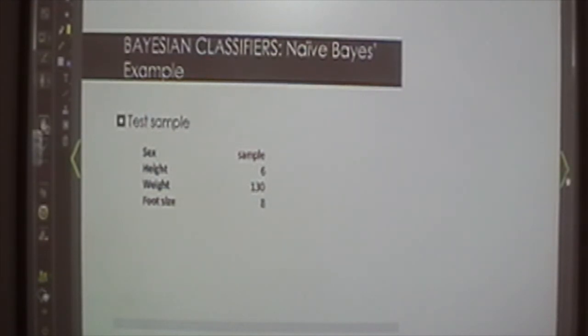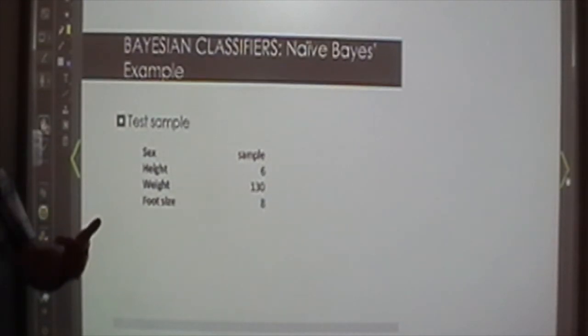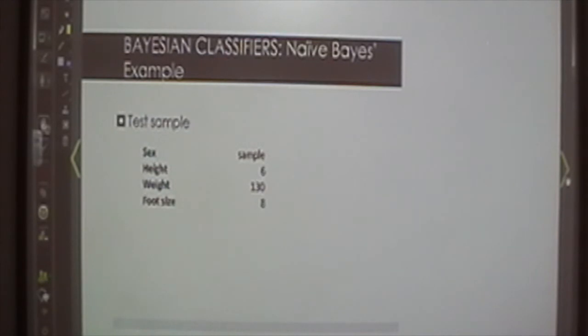So then we get a new sample in, and we want to classify: is this male or female? Here's the information. The height is 6 feet. That would indicate more on the male side, though it can be a female. The weight, though, is 130, so that's way on the female side. And the foot size is 8 inches, not size 8. That's also female, leaning towards the female side. But it's not quite that straightforward.